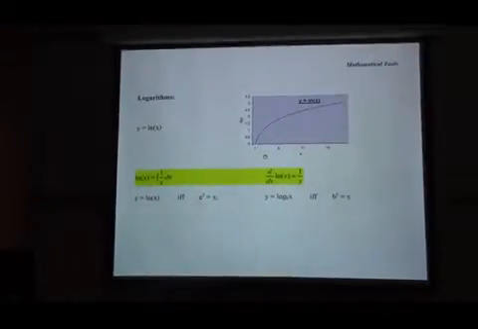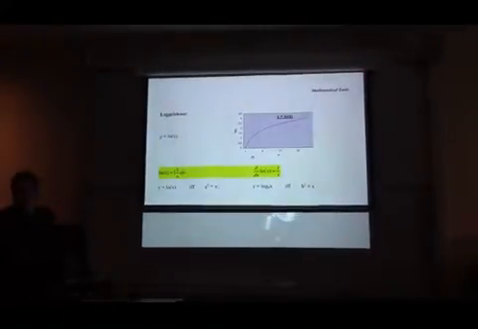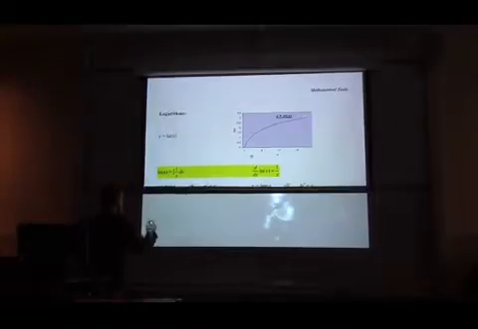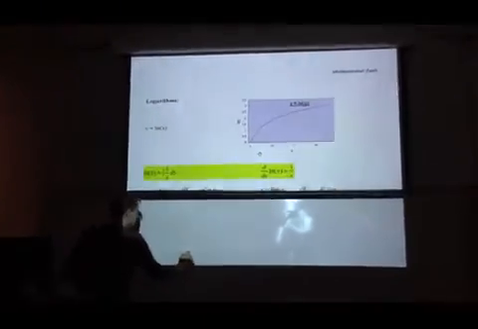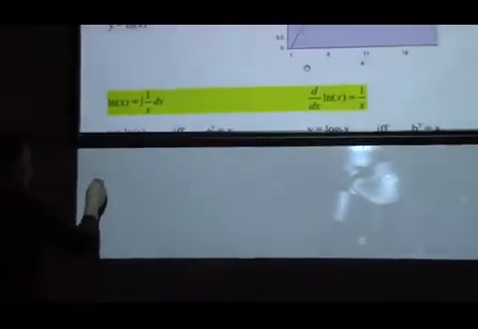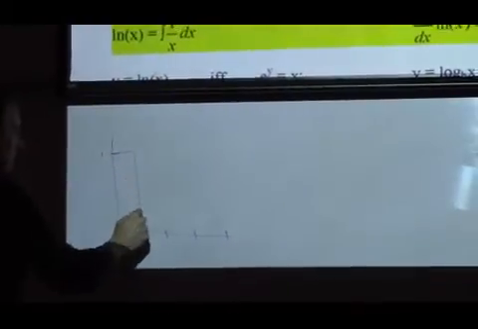Let's get this thing up a little bit. So suppose we have a value here. So this is 1, 2, 3, 4, right? So what we're going to do is, what is the area of that rectangle?